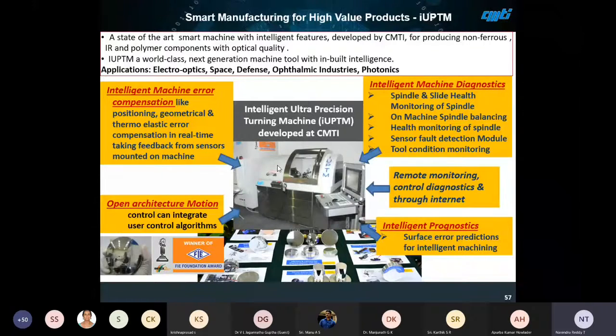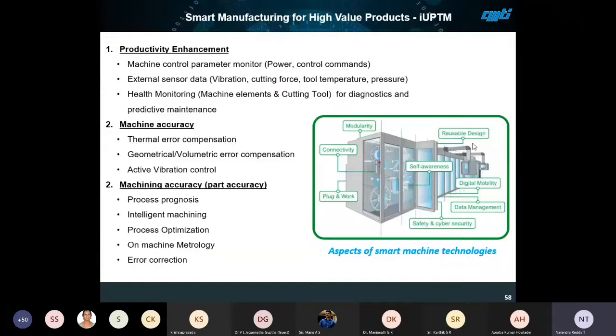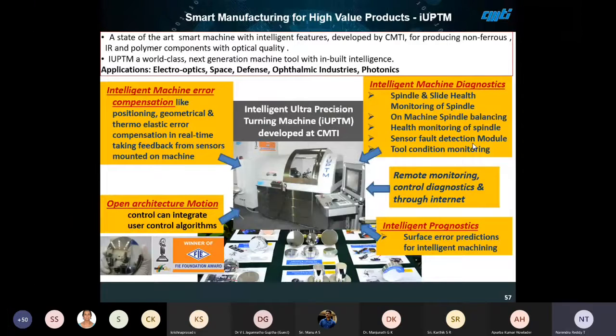And to work on such modules you require an open architecture motion controller. We bought a motion controller which can integrate the algorithms or modules which we developed. And then for health monitoring we worked on spindle health monitoring, a machine balancing module, and sensor fault detection, because when we talk about intelligence, basically we are depending on sensors. If the sensor is faulty, the entire module itself becomes faulty and the machine behaves erratically. For that reason, we also developed sensor fault detection, to check whether the data coming from the sensors is okay or not.